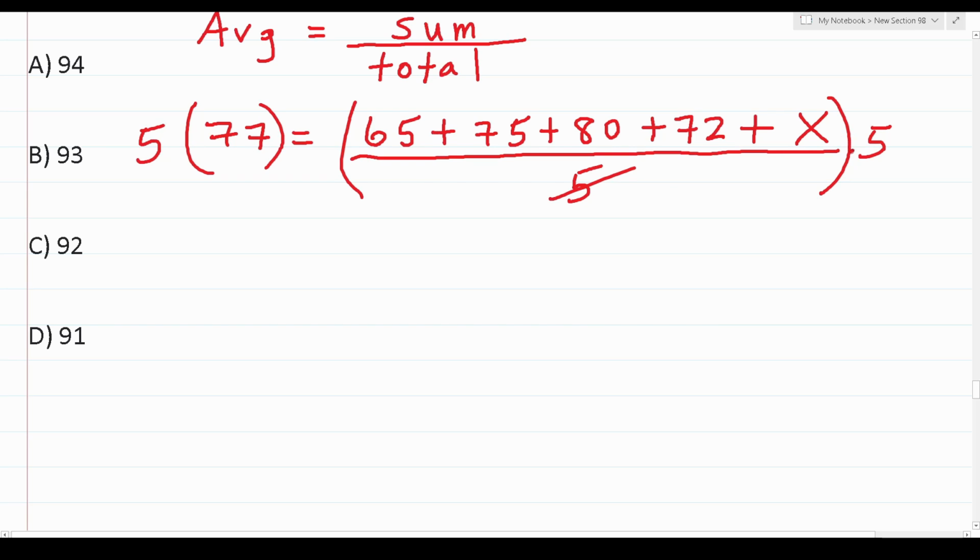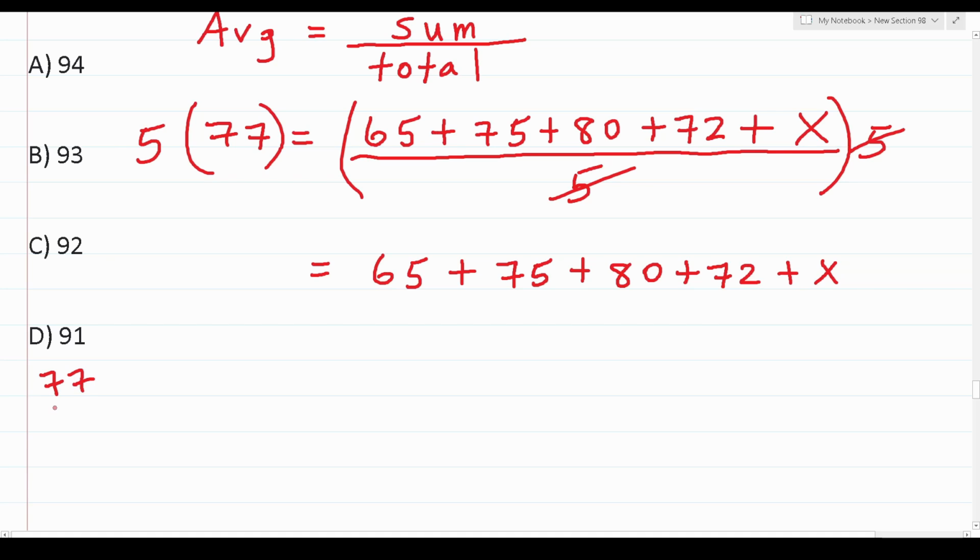This will clear it from the denominator over here and leave you with 65 plus 75 plus 80 plus 72 plus X. And let's go ahead and work this off to the side. We have 77 times 5. 7 times 5 is 35, carry a 3. 7 times 5 is 35, 36, 37, 38. So this becomes 385 equals all this plus X.